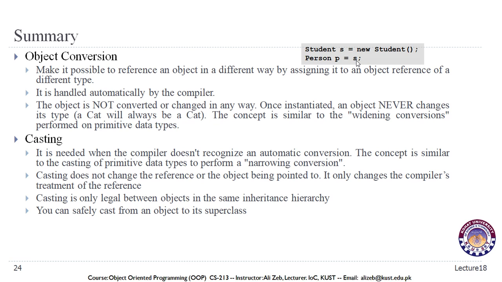It is not like our primitive data types. When we, for example, assign a value to a variable and then replace it with another value, the value of the variable changes. This is not the case with objects. Once instantiated, an object never changes its type. A cat will always be a cat. The concept is similar to the widening conversion performed on primitive data types. So when we convert to a wider value, the value of that variable remains the same.